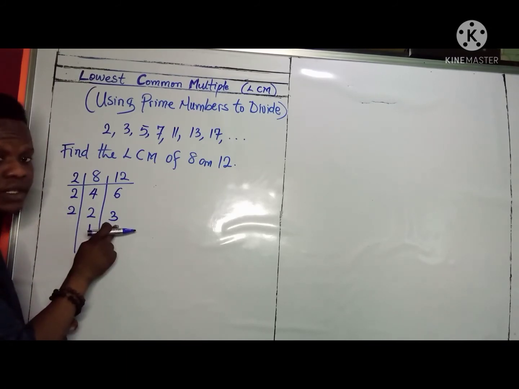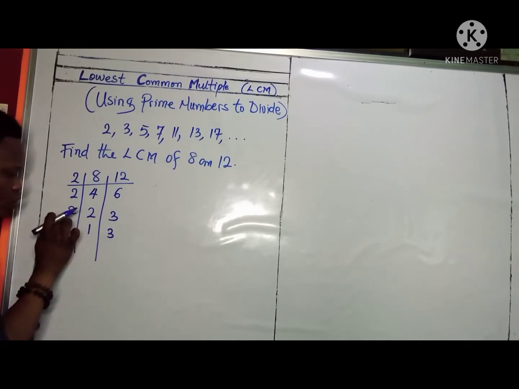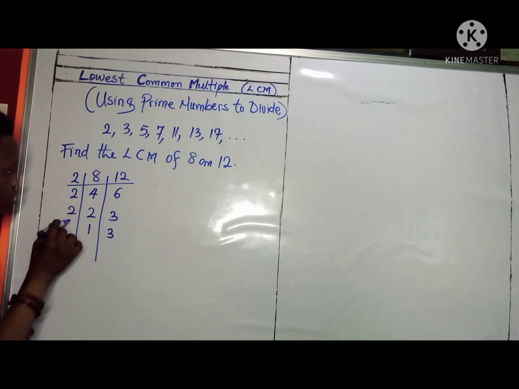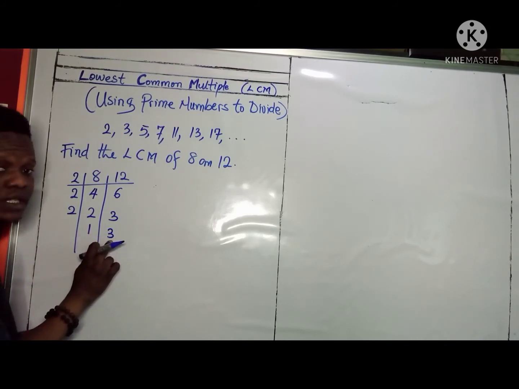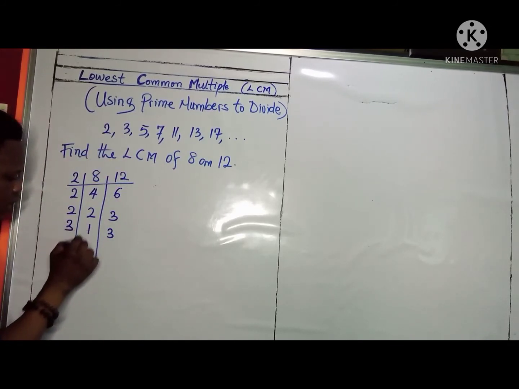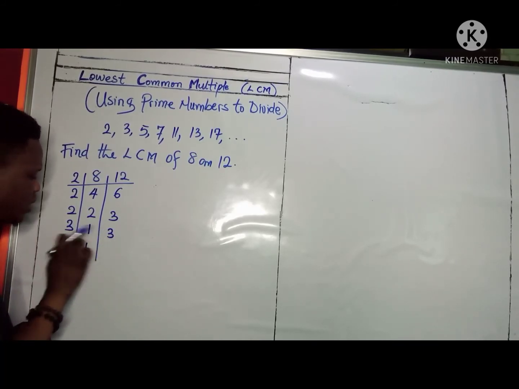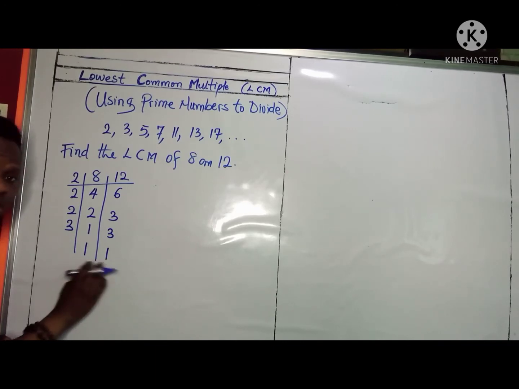2 cannot divide 3. Because of that, the 3 will come down. This prime number, this 2 we have here, cannot divide this 3, so the 3 we have to repeat down here. Since we cannot use 2 again, because 2 cannot divide 1, and 2 cannot divide 3, the next prime number we use is 3. Then 3 in 1, the 1 comes down, since 3 cannot divide the 1, and 3 in 3 is 1. So at this point we have 1 and 1 here.